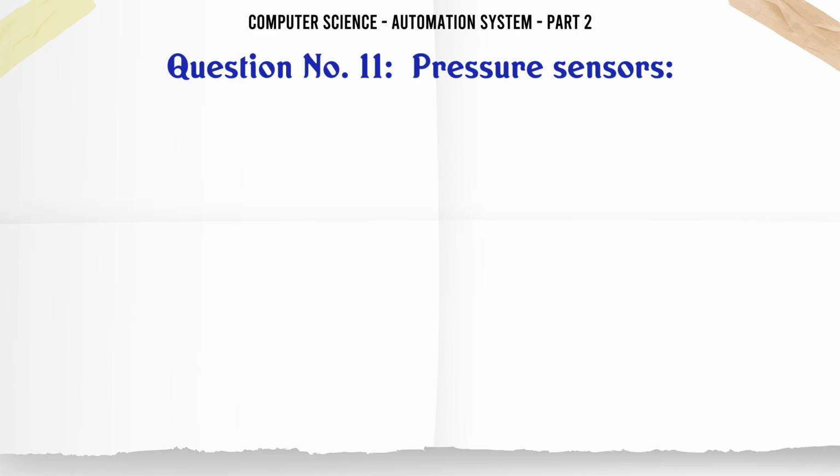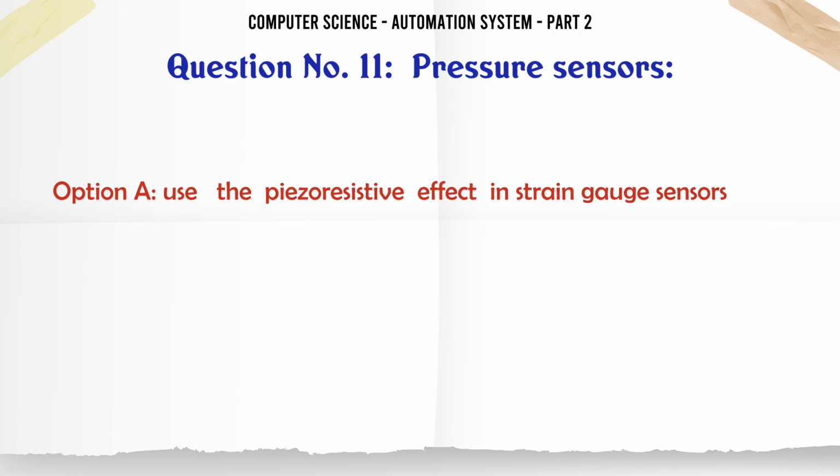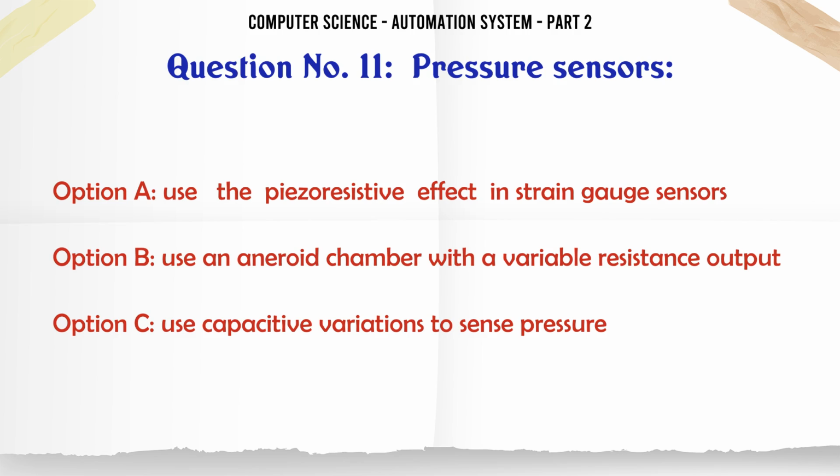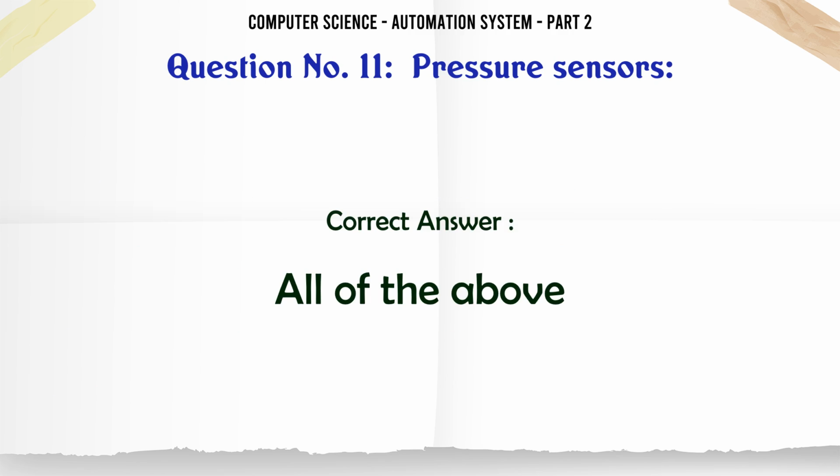Pressure sensors. A. Use the piezoresistive effect in strain gauge sensors. B. Use an aneroid chamber with a variable resistance output. C. Use capacitive variations to sense pressure. D. All of the above. The correct answer is all of the above.